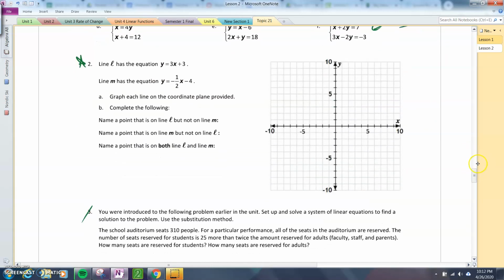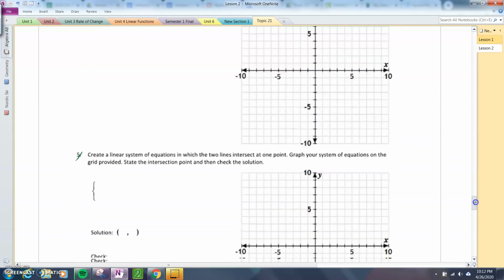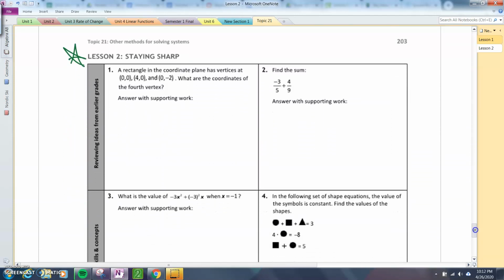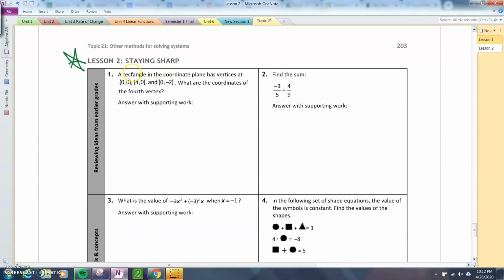Number 2, same thing we did in consolidation. Give that a shot. Then you can skip 3, 4, and 5. And that will bring us to the staying sharp question on rectangles here. Remember common denominators. You're going to have to find a common denominator between 5 and 9 to add those.